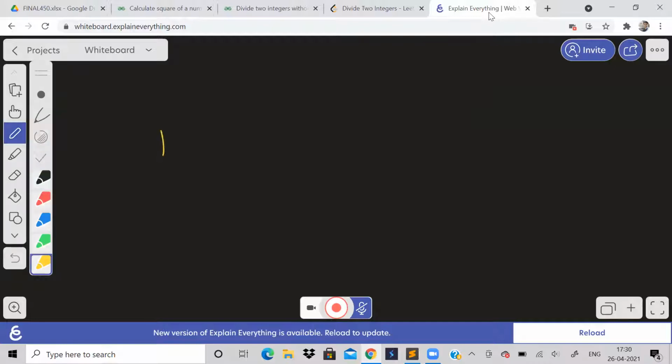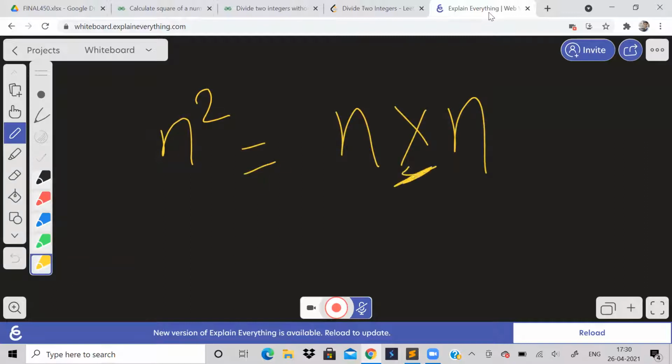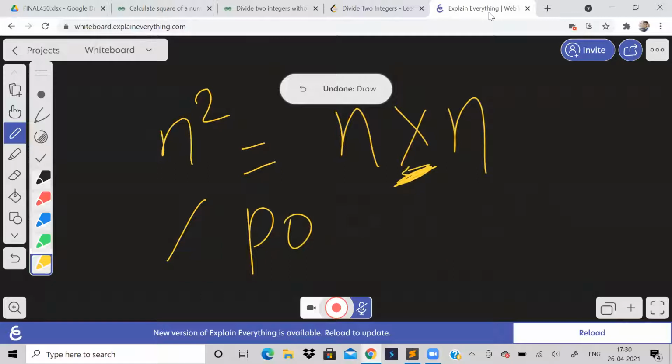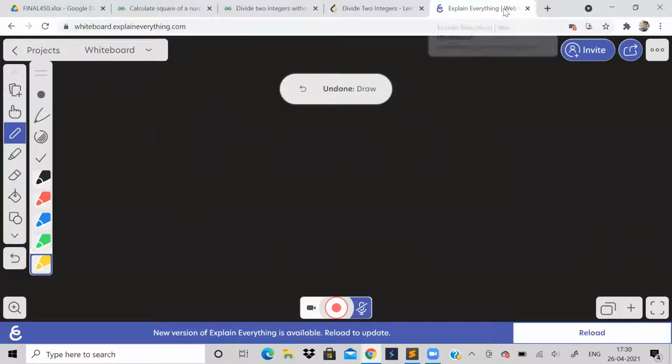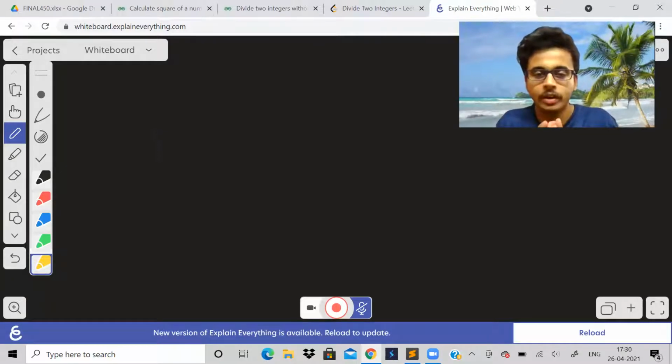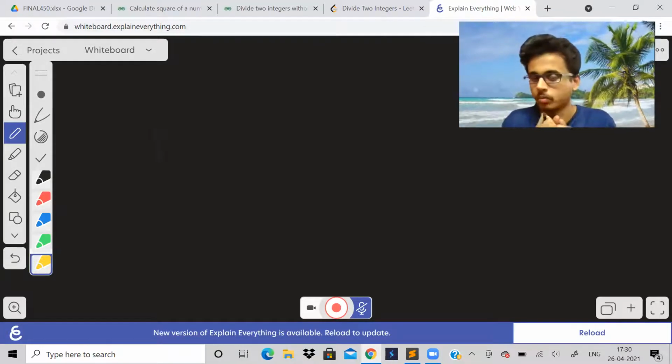Square of a number n. So if you want to find out n square, it is equal to n into n. So you cannot use this operator. You can't use division also, and you cannot do the power function n comma 2. You can't do this. So how to approach this problem? What should be the thought process? If you are asked in the interview, how are you supposed to first of all approach this problem?